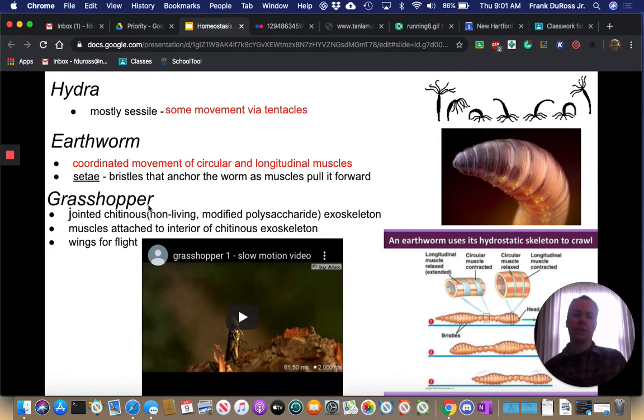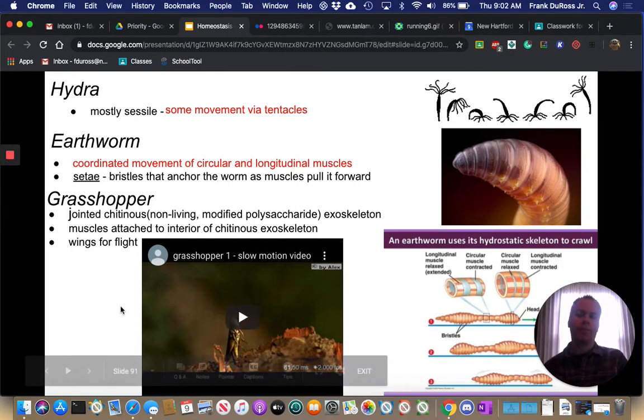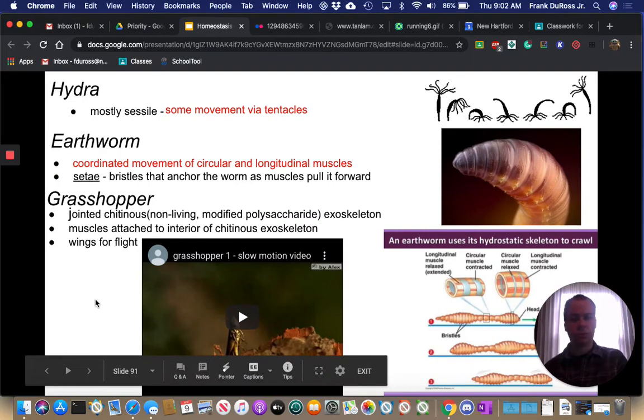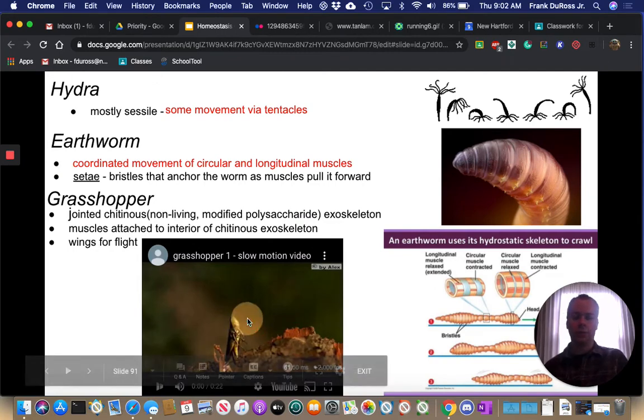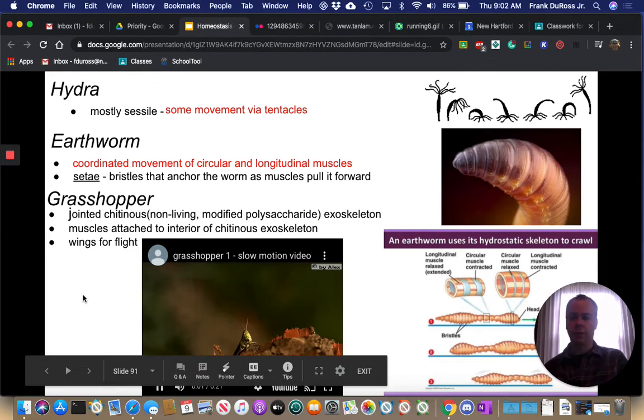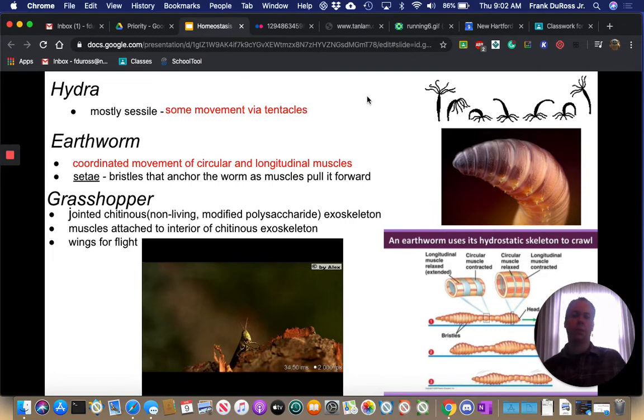Grasshoppers and other insects, we know they have that exoskeleton made of chitin, a polysaccharide, but they also have strong muscles that are attached to the interior parts of that exoskeleton that they use to move around. You can see in this video, a slow motion video of how the grasshopper moves. Many insects also have wings that they use for flying from place to place. You can see the long legs of the grasshopper extend, propelling it off the ground.